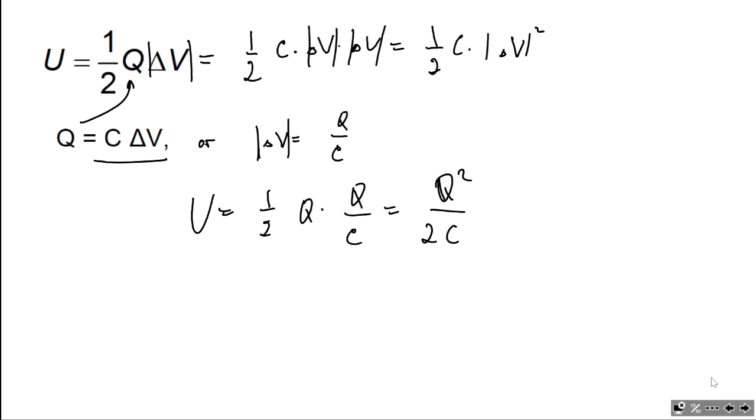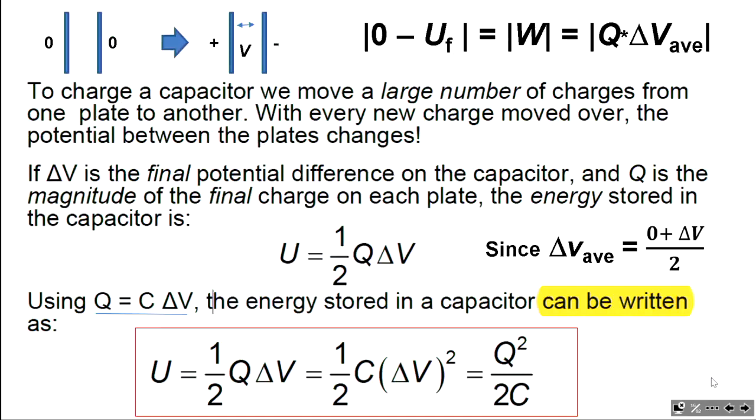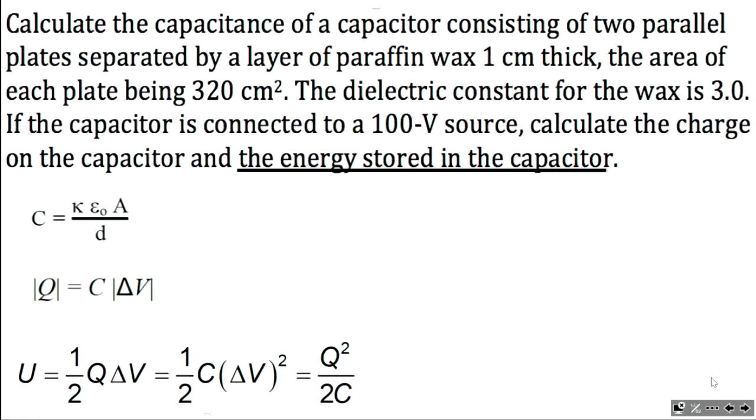So you all have an option. You can memorize all three, or you can always derive quickly, and the equation sheet has this equation on it. So you can use either. It's just a matter of convenience. They're all equally correct. So let's just, as an example, calculate quickly the energy stored in our capacitor.